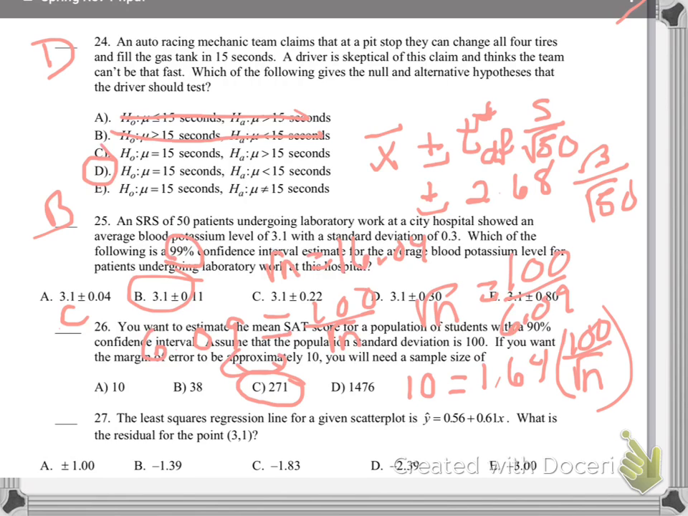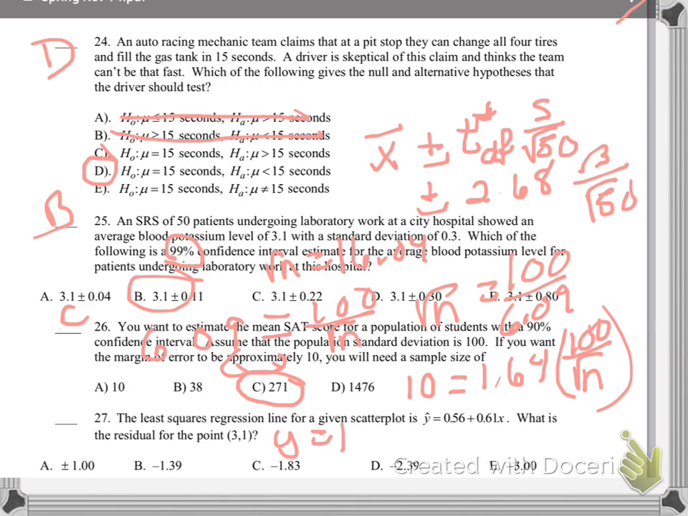Okay, let's do number 27. The least squares regression line for a scatter plot is y hat is equal to 0.56 plus 0.61x. What is the residual for the point (3, 1)? So we know that y is equal to 1. You see that? We know what y is equal to. So y is equal to 1.